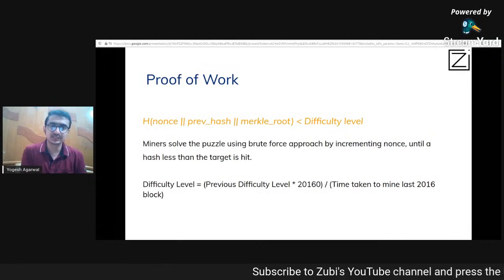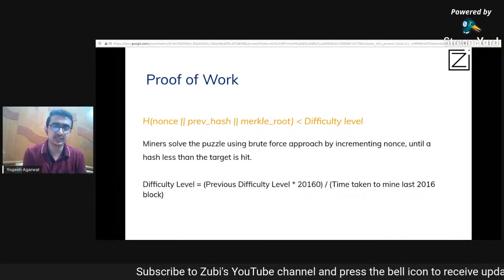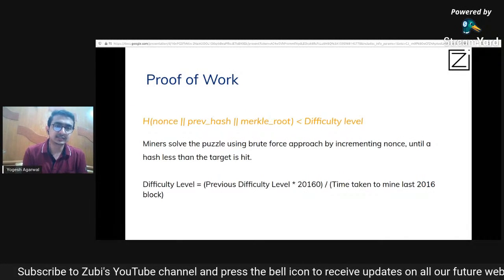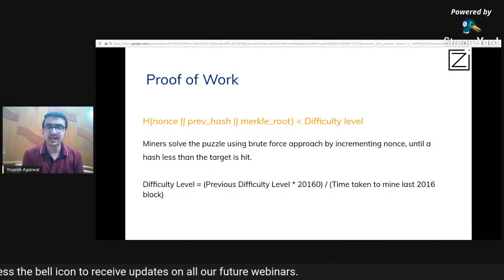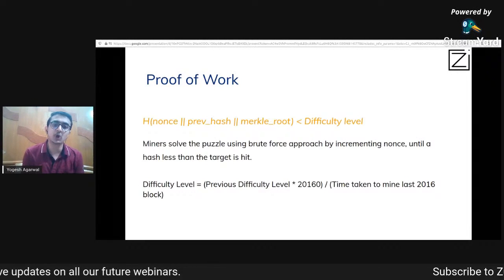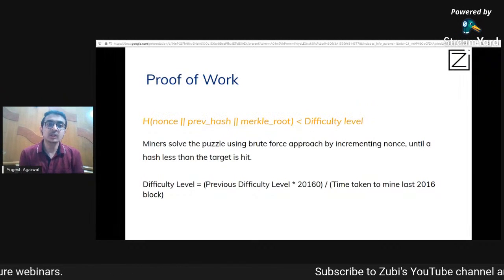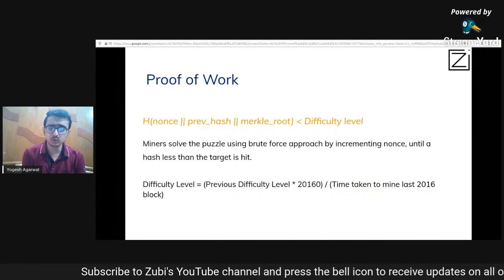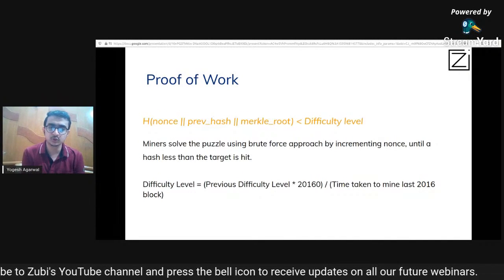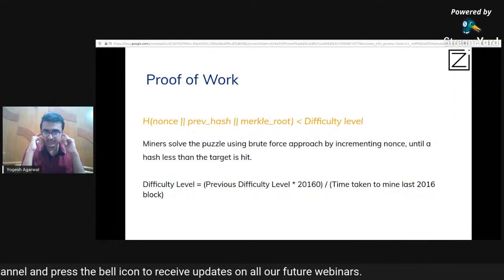So what is that hash puzzle? As you can see on the screen, the hash puzzle is exactly this. First is the nonce. We are appending the nonce with the previous hash, which is the hash of the previous block in the blockchain, and then we are appending it with the Merkle root. If you don't have much idea about the Merkle root, it's no problem, you can study about it.